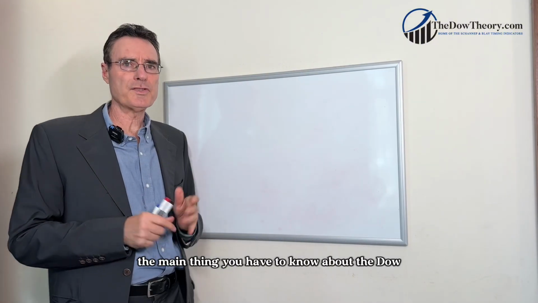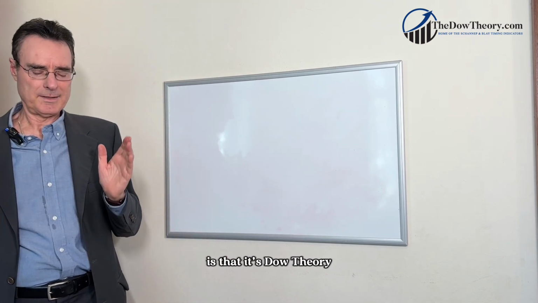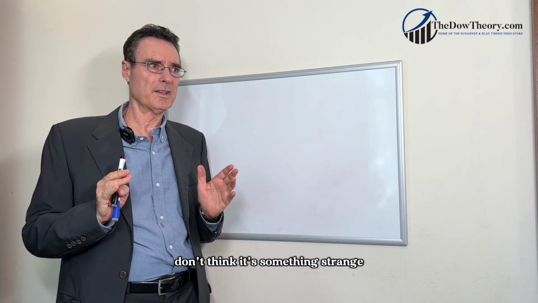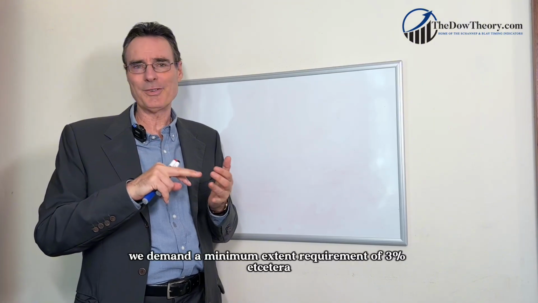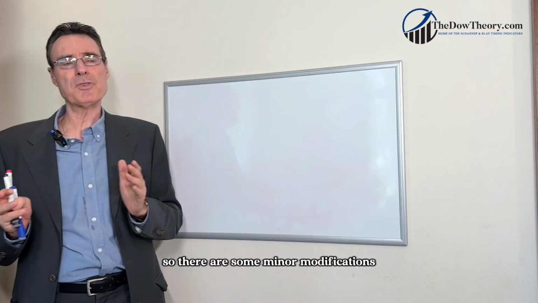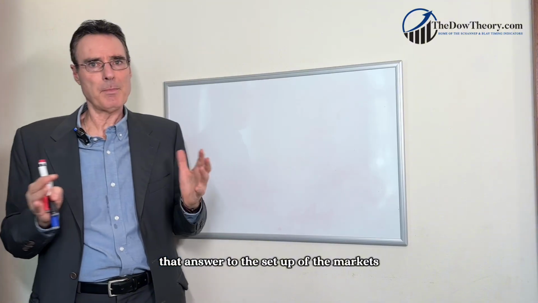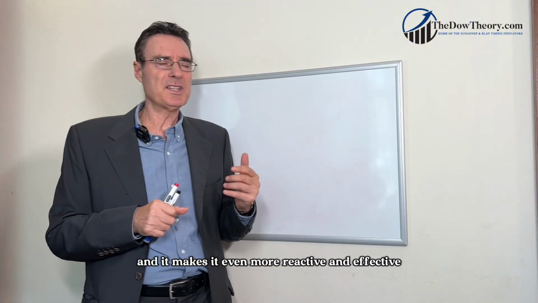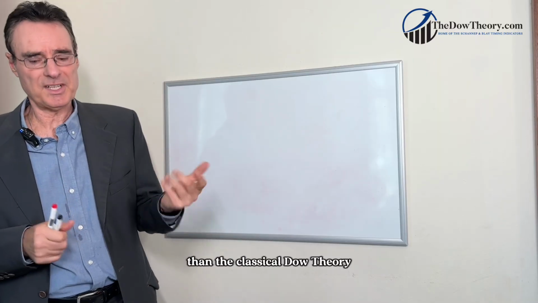The main thing you have to know about the Dow theory for the 21st century is that it's Dow theory. Don't think it's something strange, no. We use the principle of confirmation, we demand a minimum extent requirement of 3%, etc. So there are some minor modifications that answer to the setup of the markets in modern times, and it makes it even more reactive and effective than the classical Dow theory.